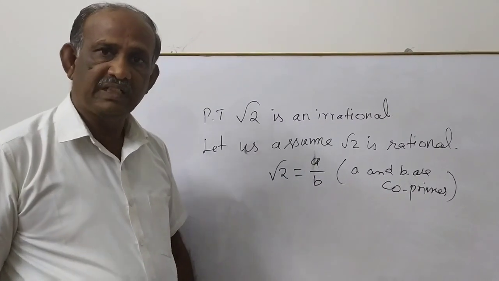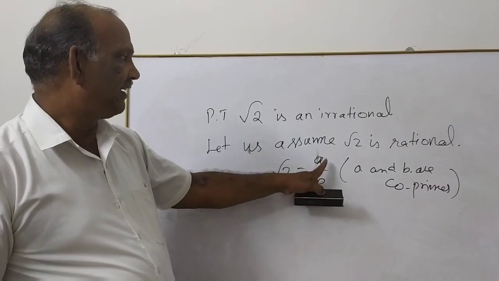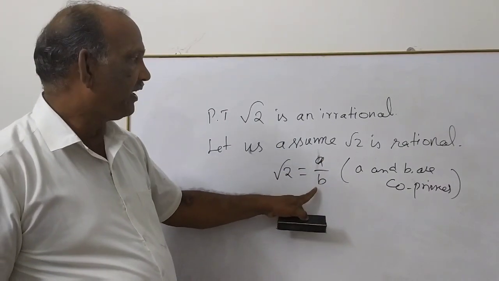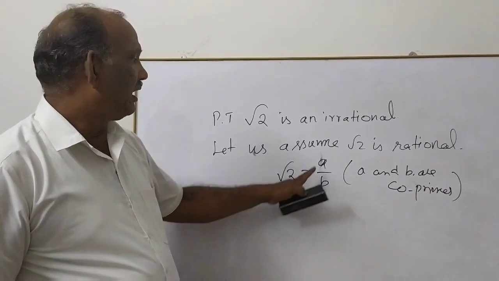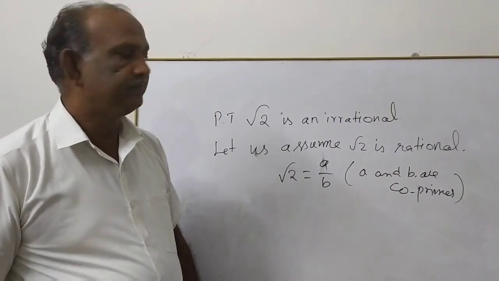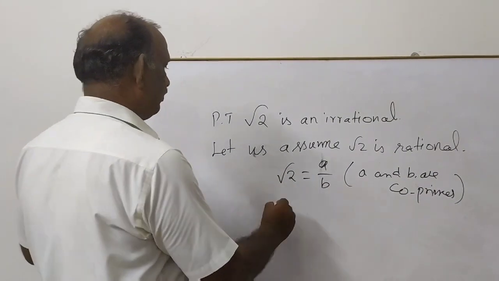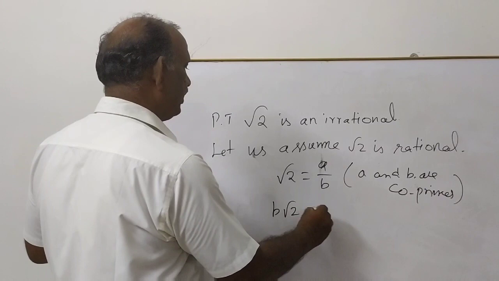Already we have learnt: a rational number can be written in the form a by b, b not equal to 0, and a by b rational means both are co-prime. Now, root 2 equals a by b. Cross multiply: b root 2 equals a.